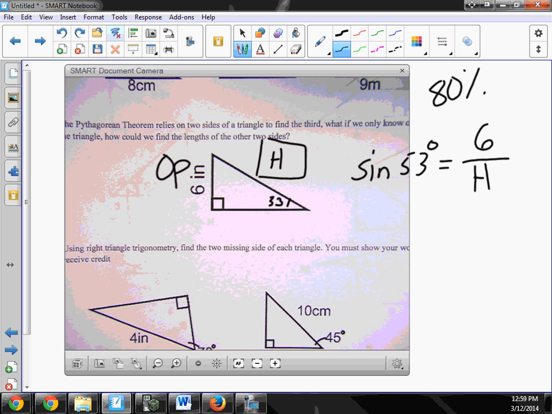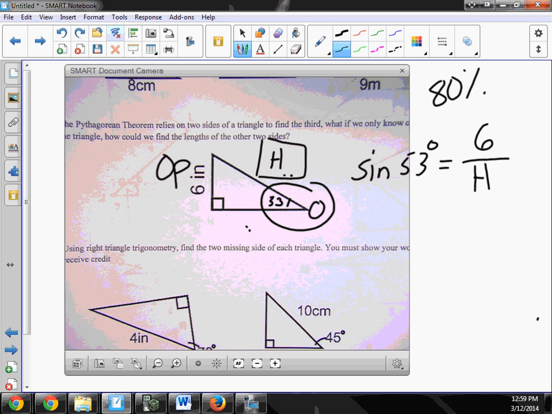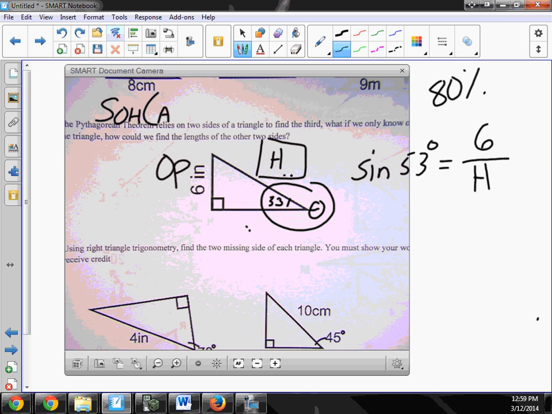Does everybody understand how I set that up? I was looking for H just because I need to find both of them, but I picked H. I want to find H. The only side I know is O. And here's my theta, 53 degrees. So I know O, and I'm looking for H. So in SOHCAHTOA, what is the only one that includes O and H? Sine. So sine of theta, in this case 53 degrees, equals O divided by H.